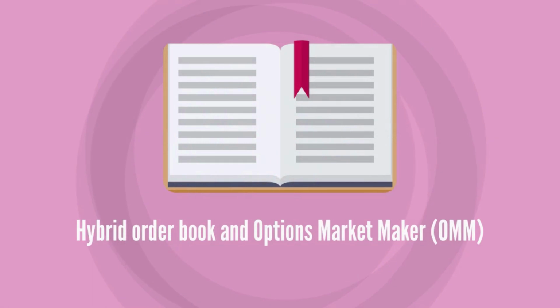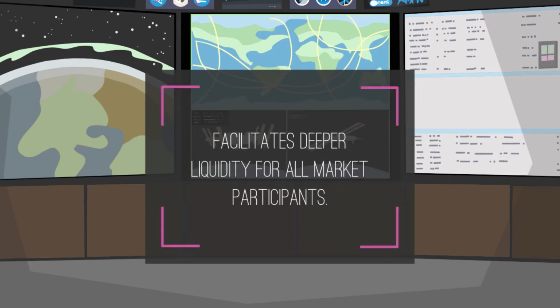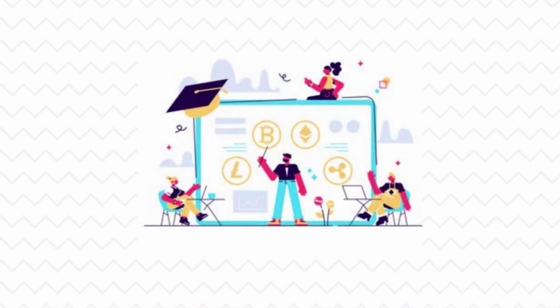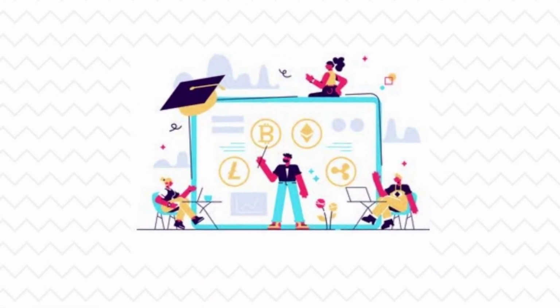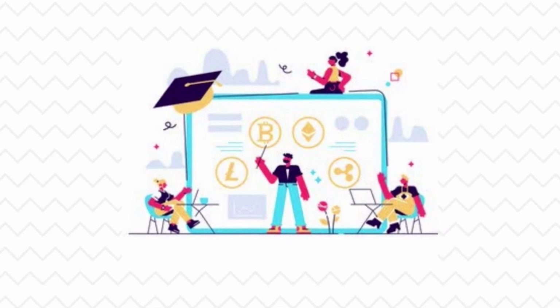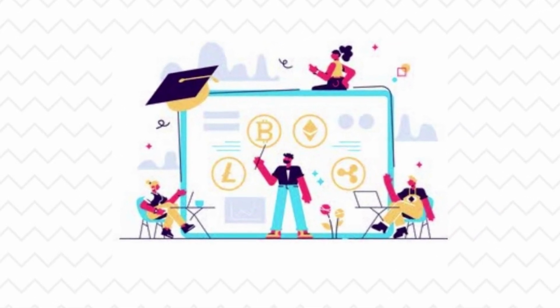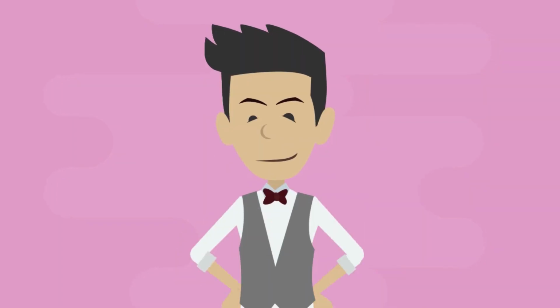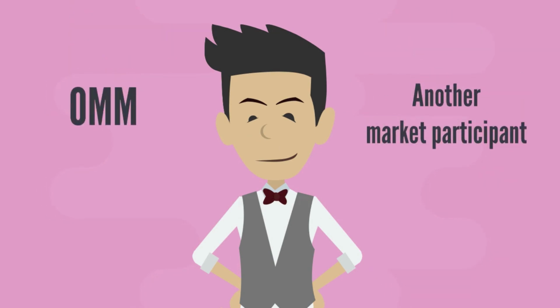Hybrid Order Book and Options Market Maker, OMM. A hybrid order book and options market maker system facilitates deeper liquidity for all market participants. The OMM will show two-way quotes on every strike and expiry, and any participant is able to post limit orders, both of which are aggregated onto a central order book. To liquidity takers, there will be no difference between trading against the OMM and trading against another market participant.